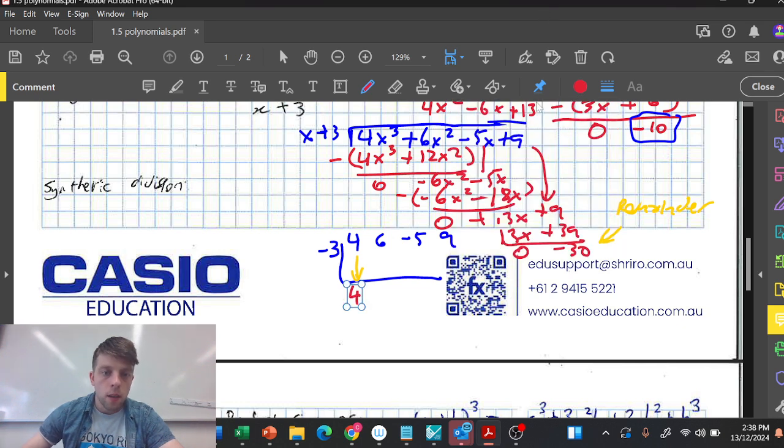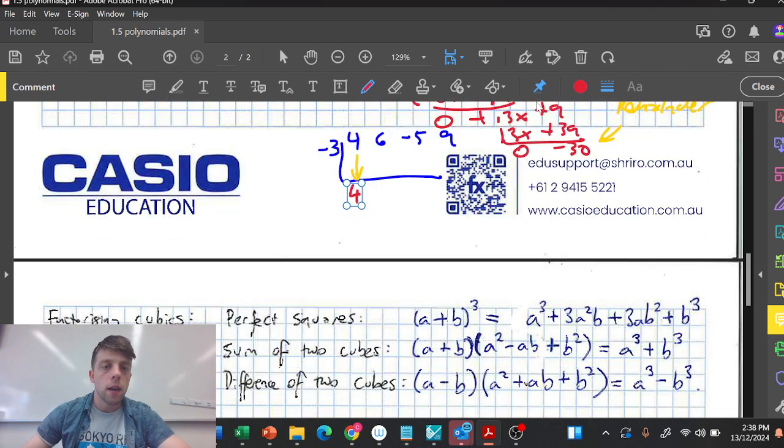So we put 4 here, and then we go minus 3 times 4. So minus 3 times 4 is equal to negative 12. And I go 6 plus negative 12, which is equal to negative 6. Then I go negative 3 times negative 6, which is equal to positive 18. Then I go minus 5 plus 18, which is equal to 13. Then we're going to go negative 3 times 13, which is equal to 39. Running out of space over here.